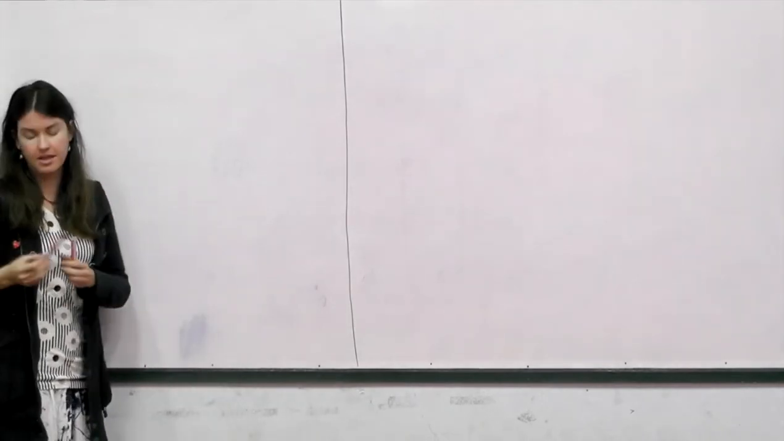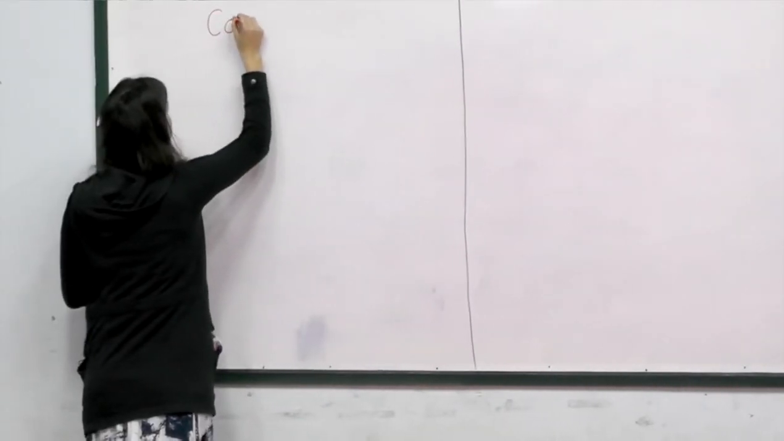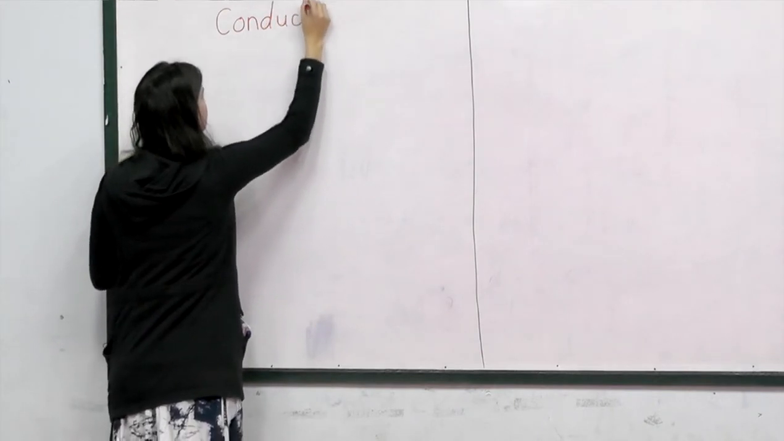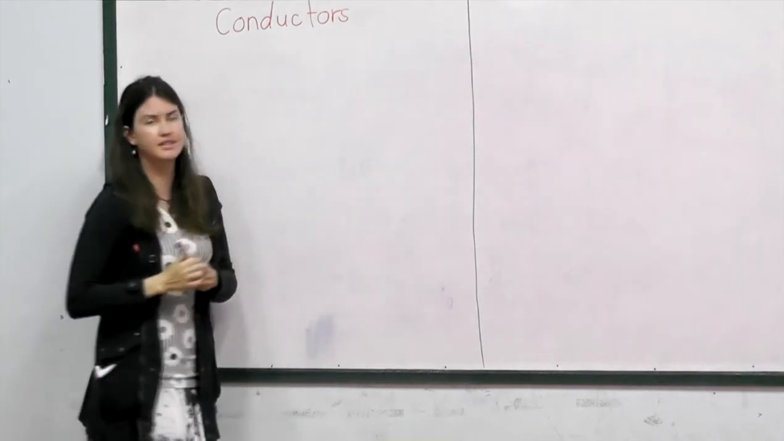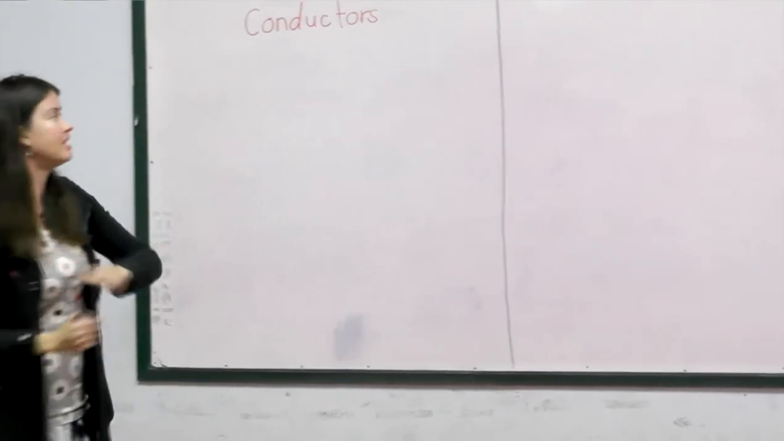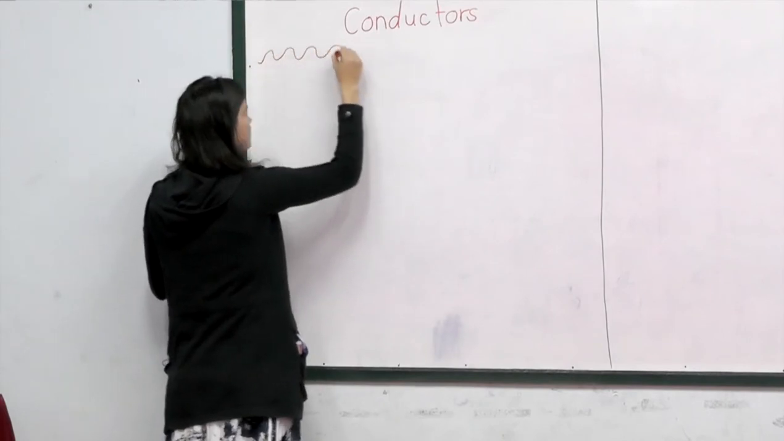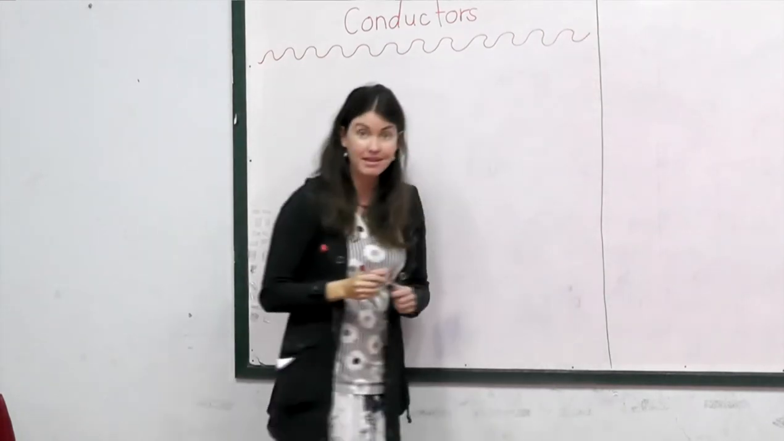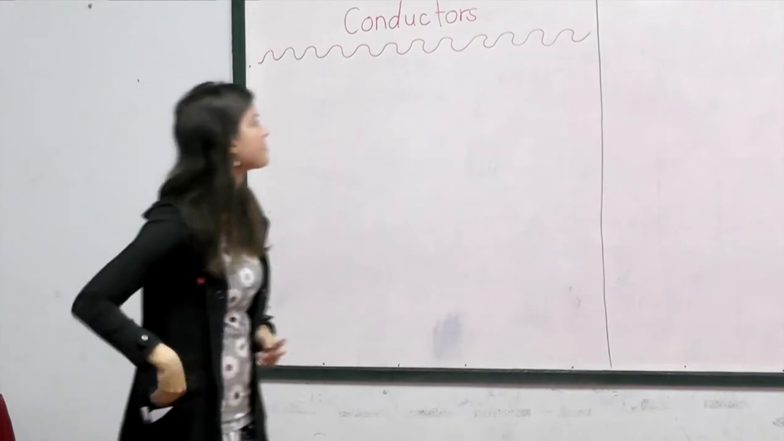What's the first sound we hear in conductors? Good. Spelling. Conductors. Does electricity move through conductors? Yeah. Electricity moves through conductors, so we're going to draw some electricity. Metal. Yeah, things that are metal. Some kinds of metal, electricity will move through them.